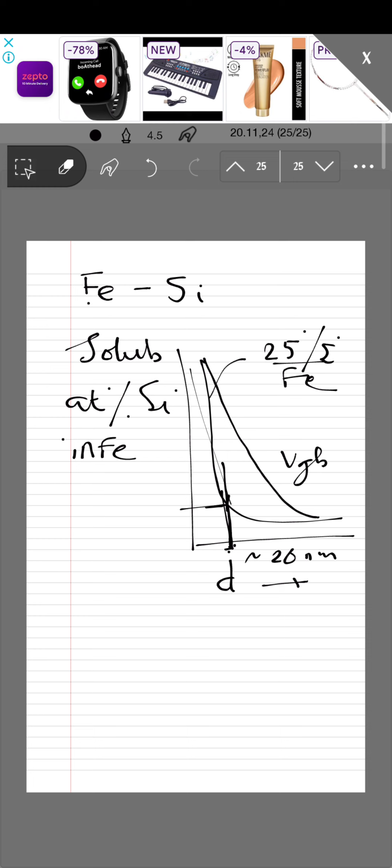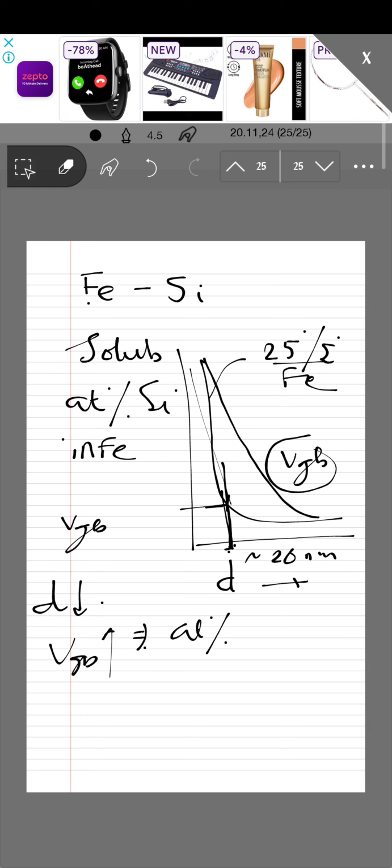Now, a similar trend also follows, but not exactly the similar trend, for the grain boundary. From grain boundary itself, we can see that as the D decreases, automatically the volume fraction of the grain boundary will increase, and this will lead to a higher solubility, atomic percent of the Si at the grain boundary also will keep on increasing. But there is no threshold grain size in the case of grain boundaries, because grain boundaries are an open structure.